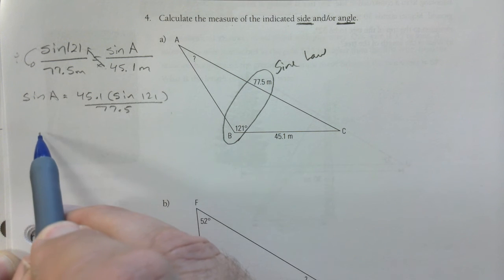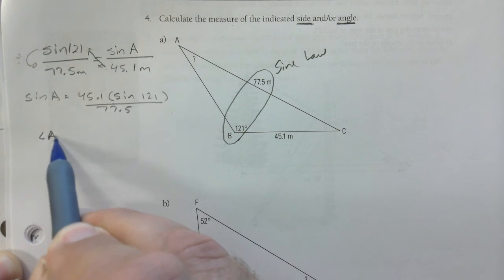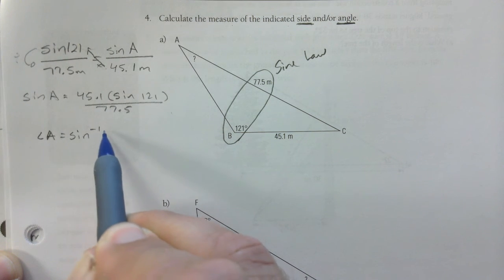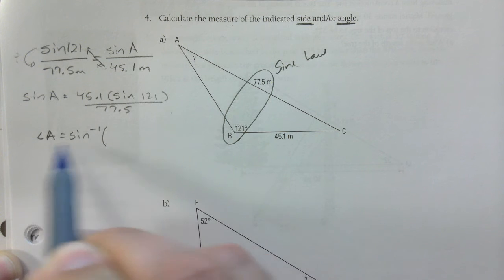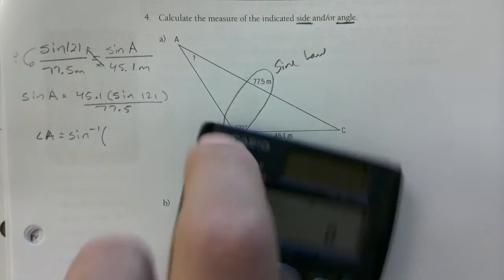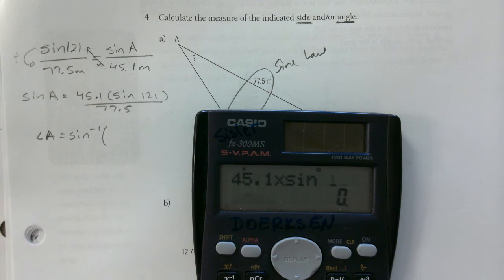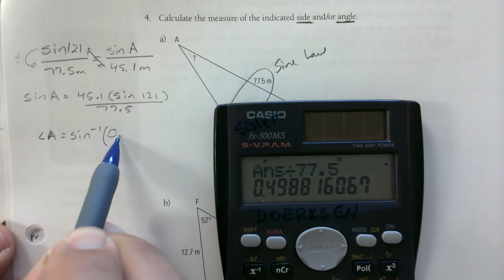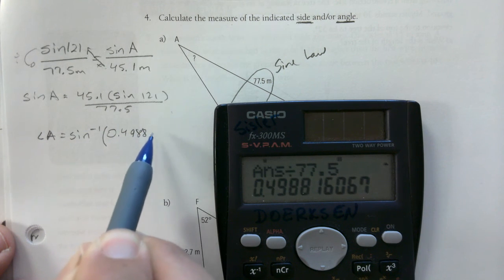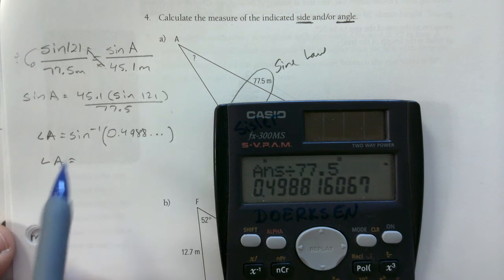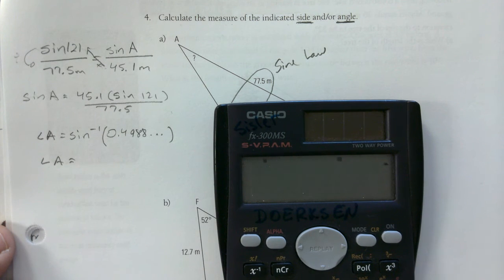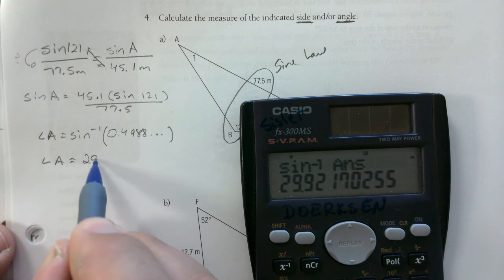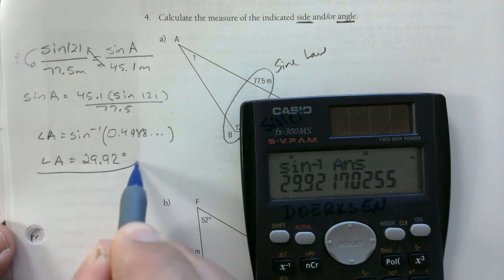And watch what I'm going to do now. Angle A is going to be sine inverse of whatever I get here. I'm already just going straight to this point here. So 45.1 times sine of 121 equals, divided by 77.5. That's 0.4988 and so forth. I'm just going to write down the first couple. And then I state my answer. So I go shift sine equals, and it's 29.92 degrees. Maybe that's very important to note that it's in degrees if you use inverse.